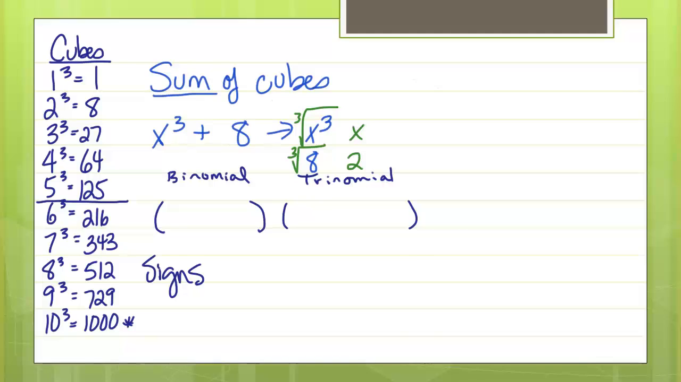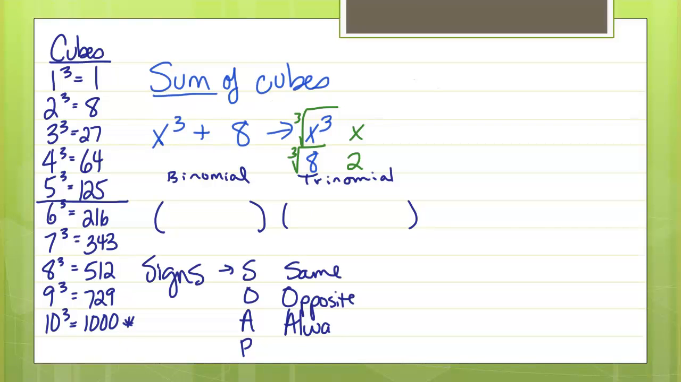And where do I get my signs? I get my signs from SOAP. Why SOAP? It's just a little memory device. Same, opposite, always, positive. So that's telling me the signs that I need to write.